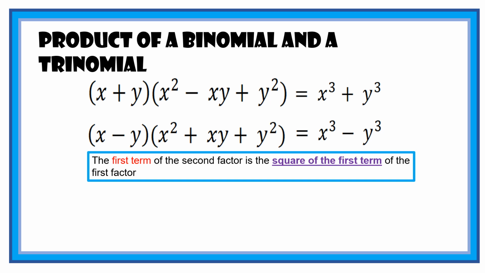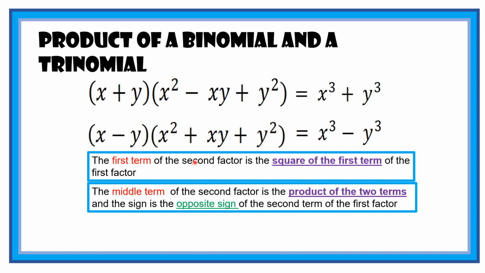The first term of the second factor is the square of the first term of the first factor. So ito ang ating first factor, ito ang ating second factor. So sabi niya, yung first term ng second factor natin, yung x squared, ay nanggaling siya sa square ng first term. Kaya siya x squared.